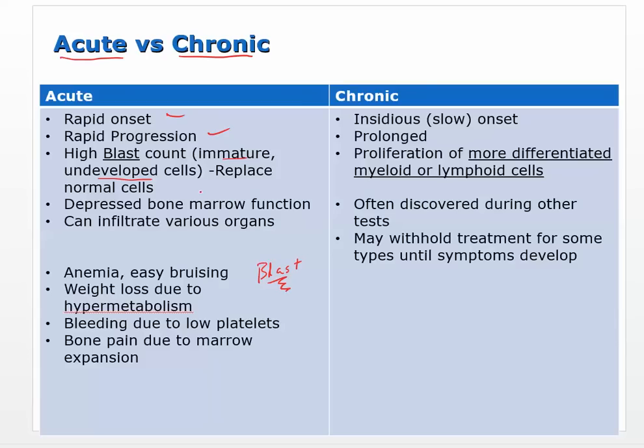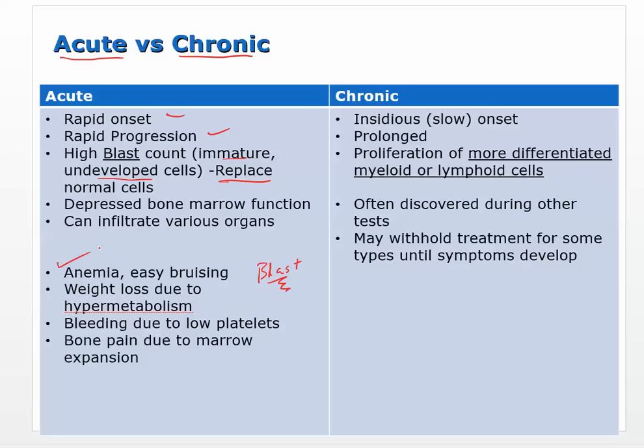So it's kind of strange. You have an increase in production, and yet they're non-functional, and so they replace the normal functional cells. Okay, depressed bone marrow function can infiltrate various organs. Okay, so moving around in that way. So anemia can be a sign or symptom. Easy bruising is a symptom.